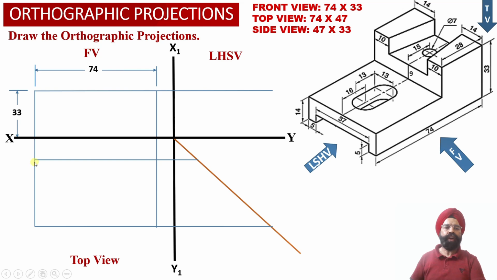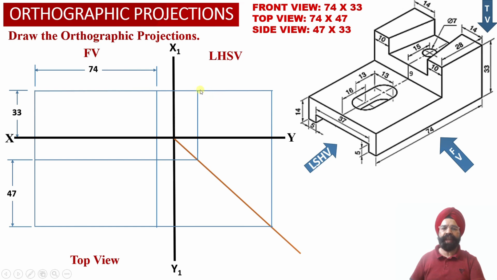Now we are going to draw two horizontal projector lines into the top view orthographic projections separated by a distance of 47 millimeter, which happens to be equal to the width of the solid. These two horizontal projector lines have been appropriately transferred using this transfer line into the left hand side view orthographic projections, such that the depth of the solid, 47 millimeter from the top view projections, will be appropriately transferred into the left hand side view projections.